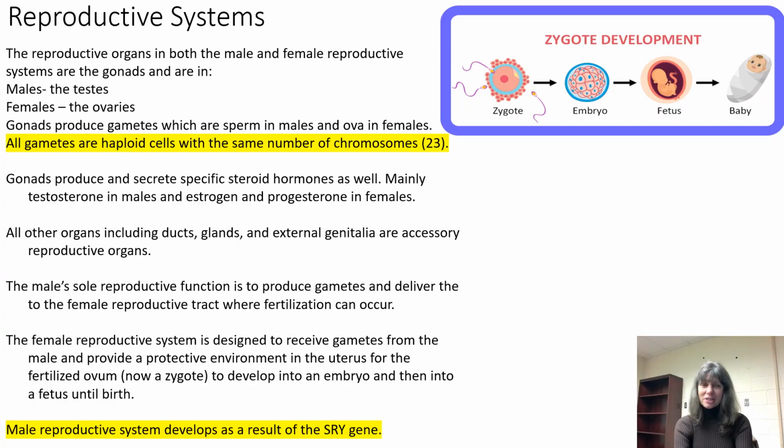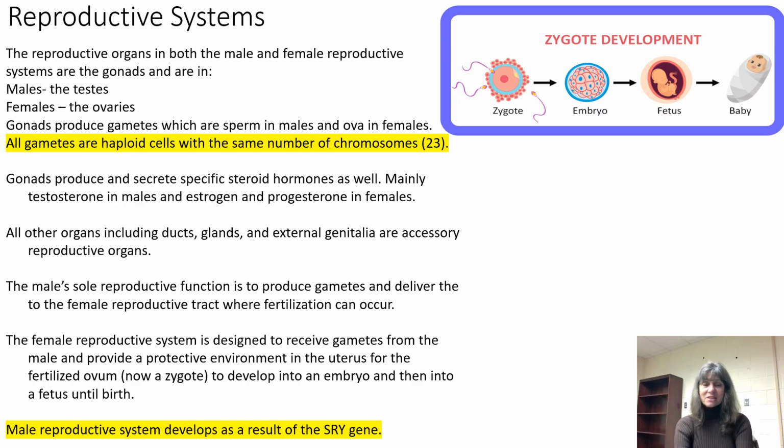The male's sole reproductive function is to produce gametes and deliver them to the female reproductive tract in order for fertilization to occur. The female reproductive system is specifically designed to receive gametes from the male and to provide a protective environment in the uterus for the fertilized ovum, which is at that point referred to as a zygote, will develop into an embryo and then into a fetus until birth.